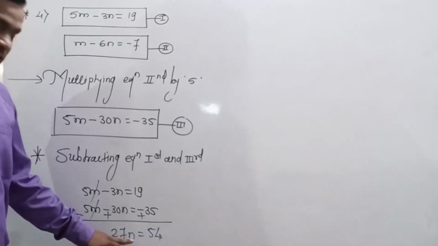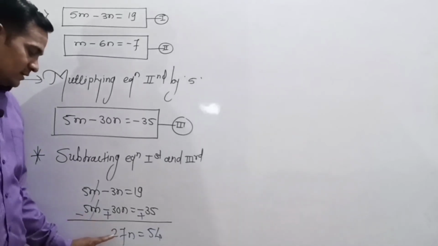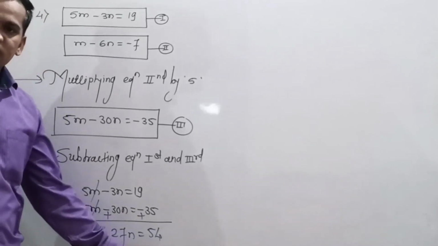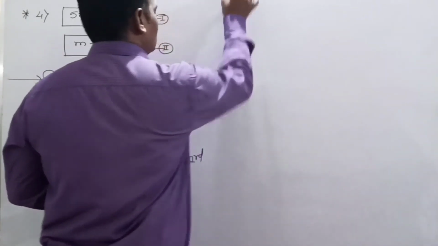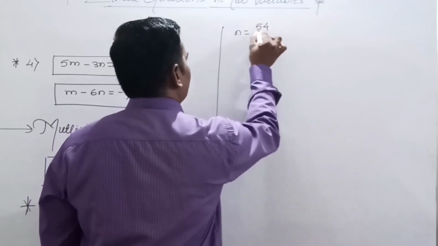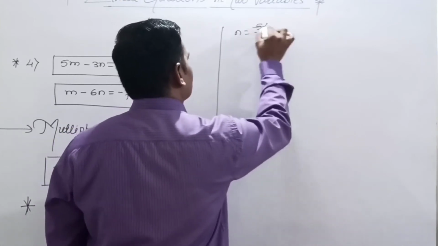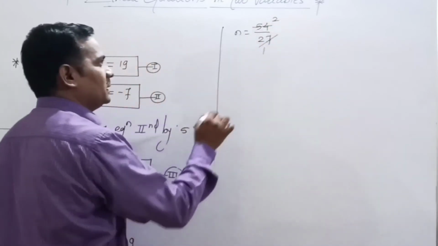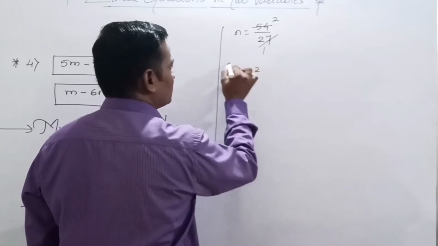So let's find out the value of n now. For that purpose, transfer that 27 to the RHS. So it will become n is equal to 54 upon 27. So 27 ones are 27, 27 twos are 54. So value of that variable n is equal to 2.